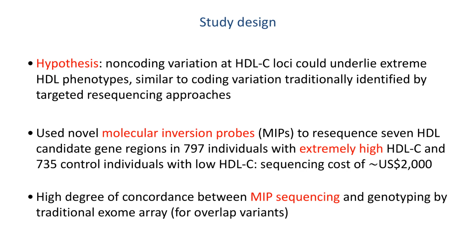They applied MIP sequencing to 7 known HDL-C loci, focusing especially on non-coding regions with regulatory potential, for example, having known enhancer marks in hepatocytes. They used an extreme phenotype study design with 797 individuals with extremely high HDL-C levels, as well as 735 individuals with low HDL-C levels to serve as control individuals. Notably, the sequencing costs for the entire project only cost about $2,000 US, underscoring the potential cost-effectiveness of MIP sequencing.